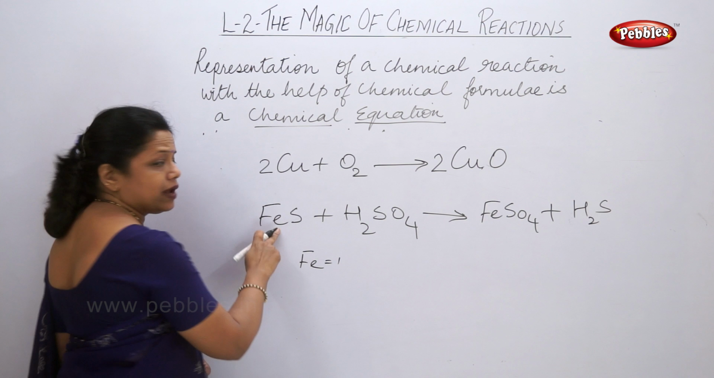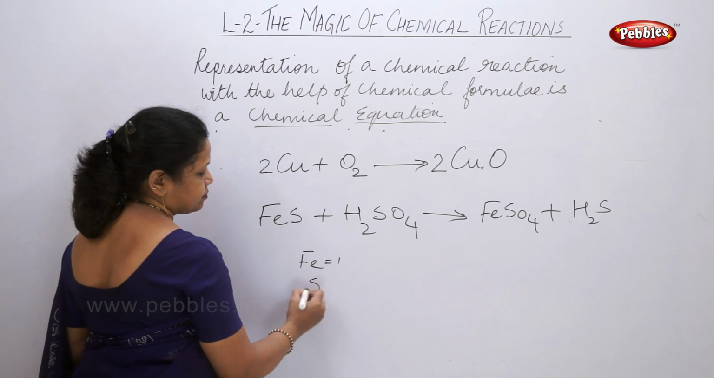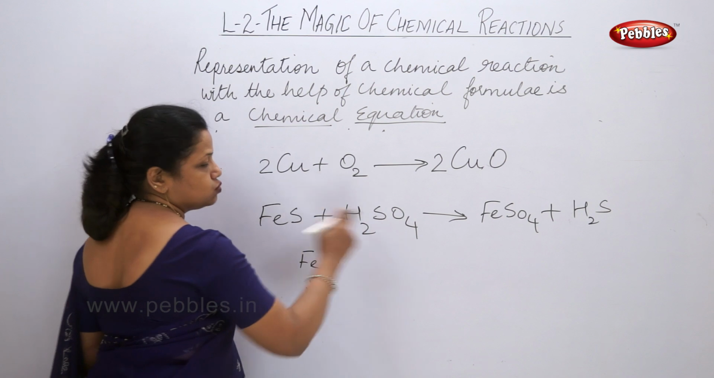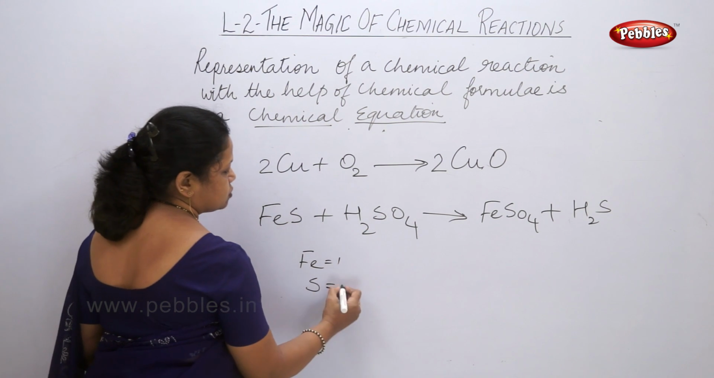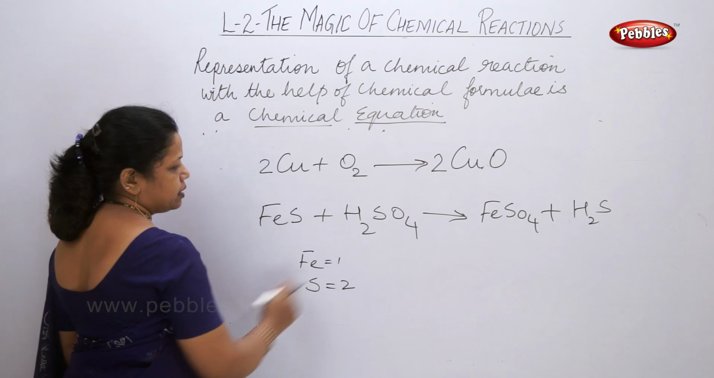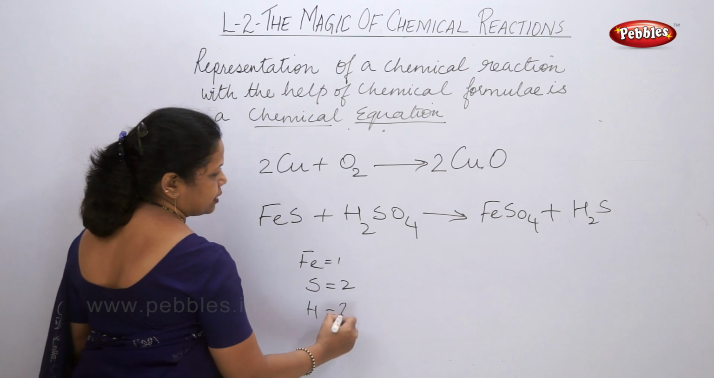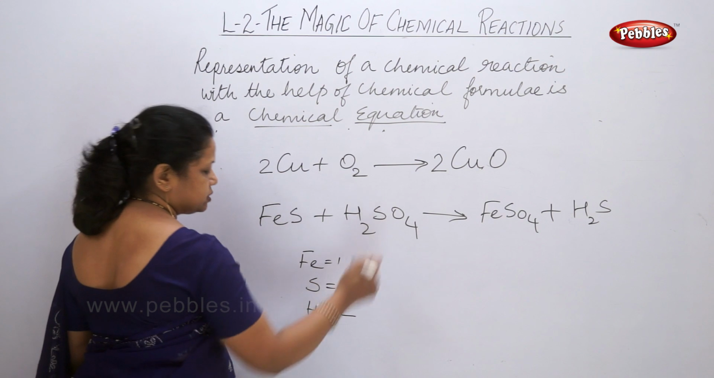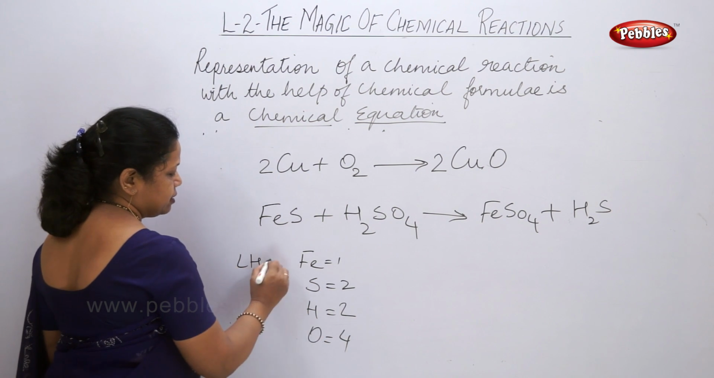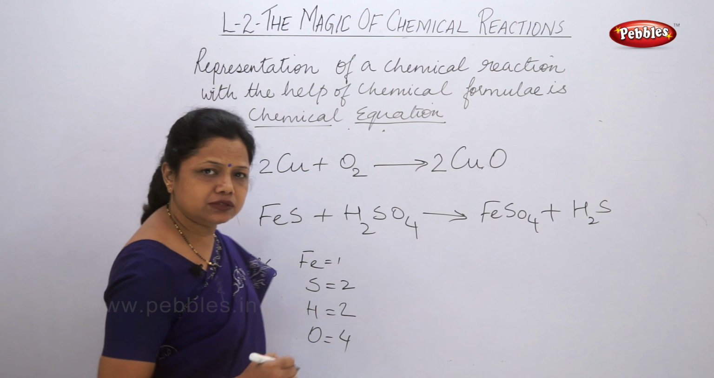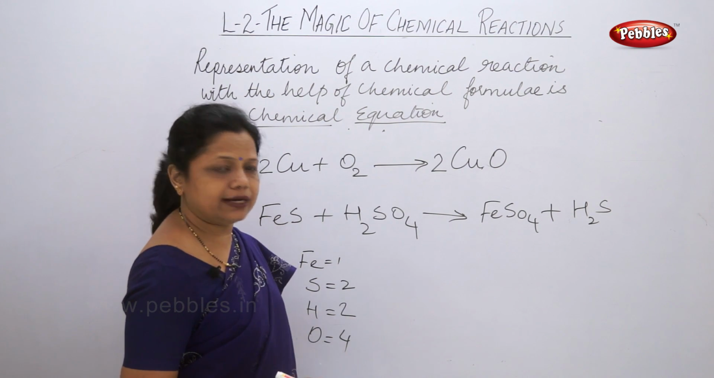I can see only 1. Sulfur, I can see 1 and 2. We have to see the symbols of sulfur. So how many? 1 and 2. So I'll write 2. Then how many hydrogens are there? 2. So I'll write 2. How many oxygens are there? There are 4. So on the left hand side, I have so many atoms, and I have to see whether the same number is present on the right side.